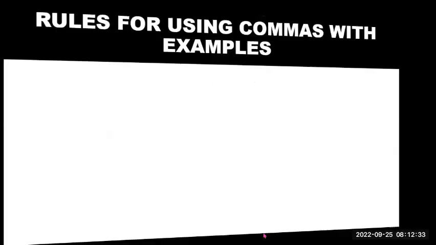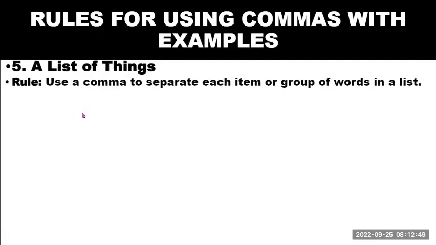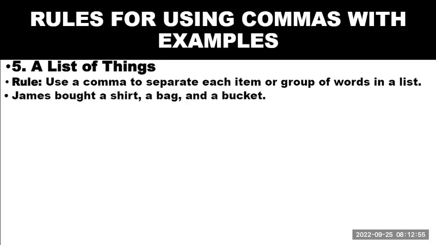So let's move on to number 5, and that is a list of things, or when you have different items or groups of items in a series, you use commas to separate them. So use a comma to separate each item or group of words in a list. For example, James bought a shirt, a bag, and a bucket. You see, James bought a shirt, comma, a bag, comma, and a bucket, full stop. So you see, this is the way to write, and then your sentences will be grammatically correct, okay?